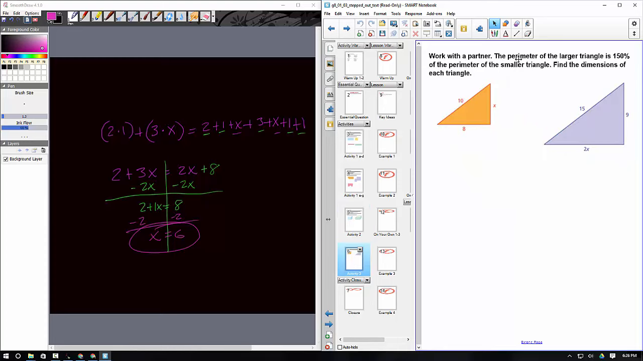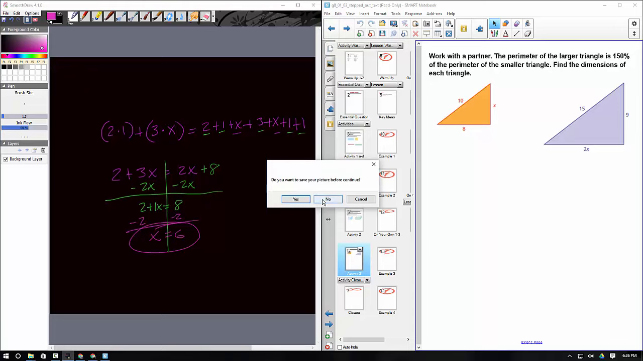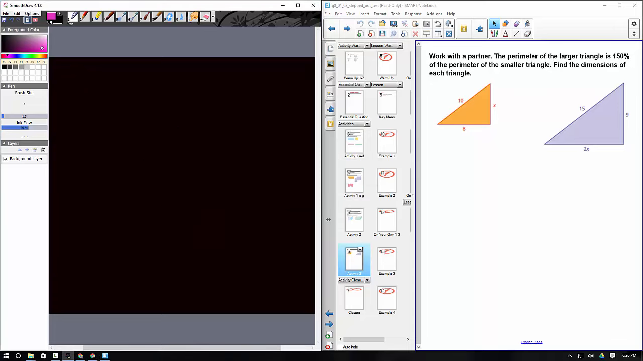For working with a partner here, the perimeter of the larger triangle is 150% of the perimeter of the smaller triangle. So find the dimensions. Well, I know that this right here, this is 150% more. So I could actually go through, and what I like to do is something like 10 over 15, because I'm going to go right here, and then it'll be x over 9. And I want to figure out what this equals. Now it's getting smaller, right?